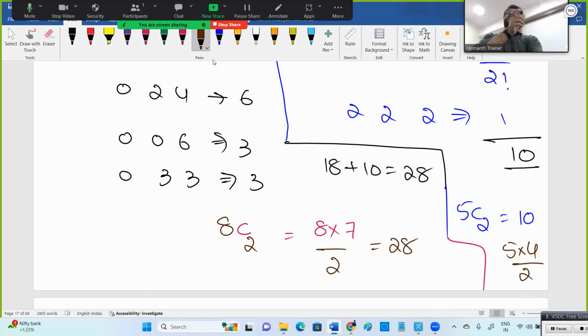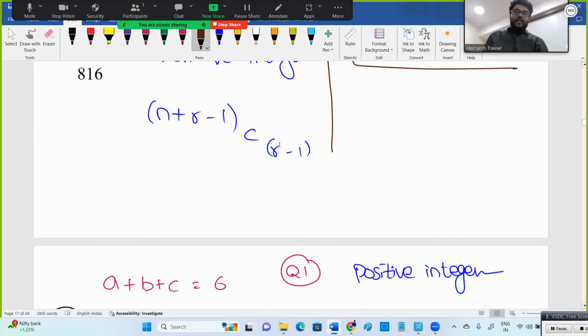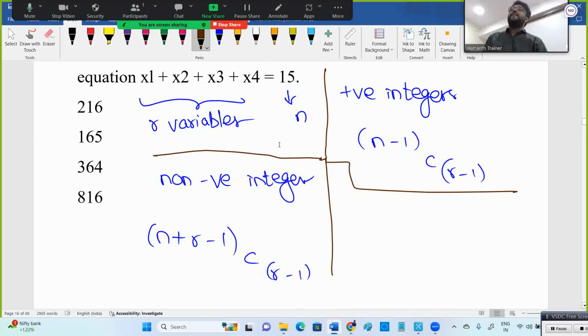N is nothing but equal to what? A plus B plus C equal to N. N is that value. Okay. R value is nothing but how many variables are there. Now they want to add some difficulty here. Instead of positive integers, there is natural numbers. Positive integers are nothing but natural numbers. Non-negative integers are nothing but whole numbers. It can start from 0. Non-negative starts from 0. Whole number starts from 0.